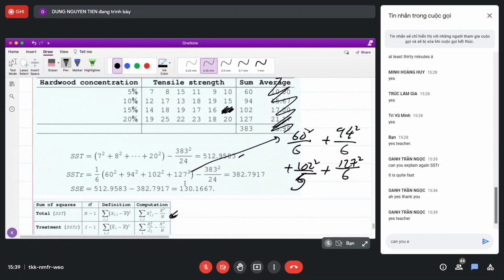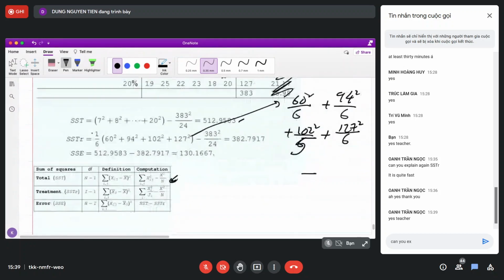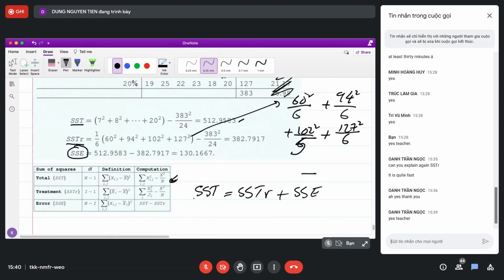Okay, so after all, you get the SST, you get the SSTR, and then you can find the SSE, the error sum of squares, by using the fundamental equation for ANOVA. So SST is simply SSTR plus the error sum of squares SSE. And because we already knew the left hand side and the first term on the right hand side, you can easily find the last term by computing the difference between them, and you get that number. All right, okay.